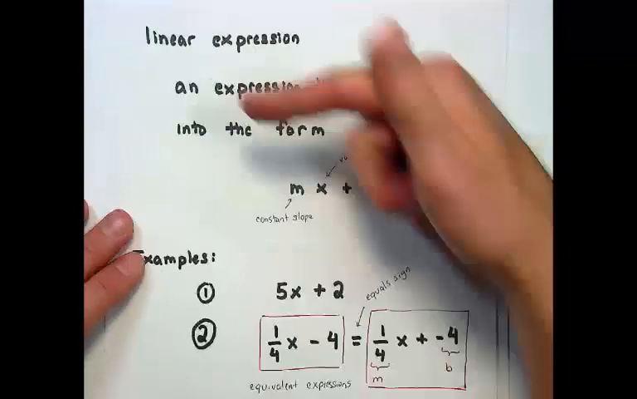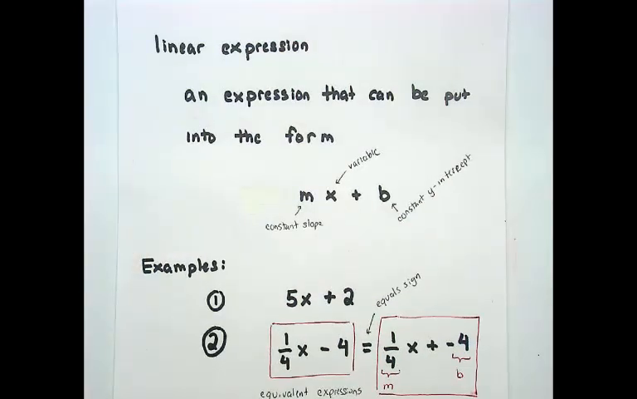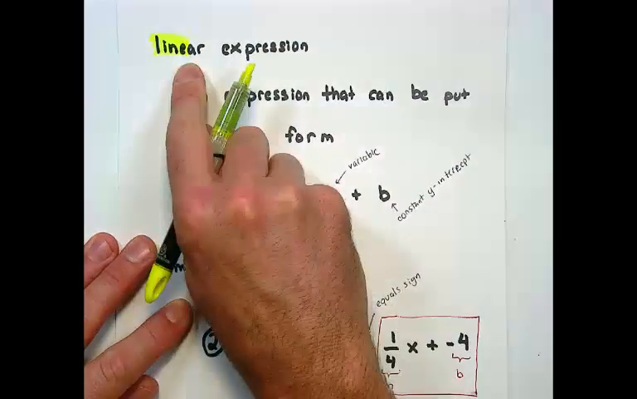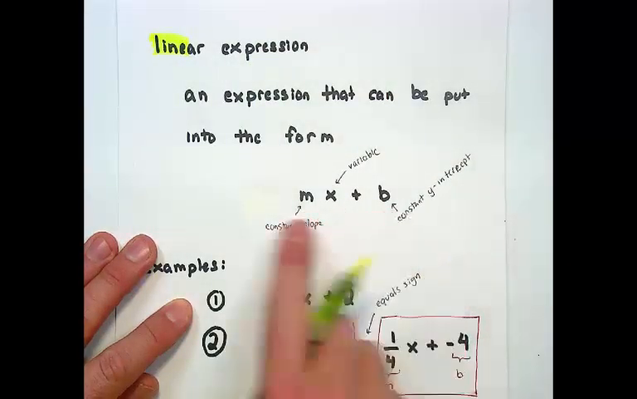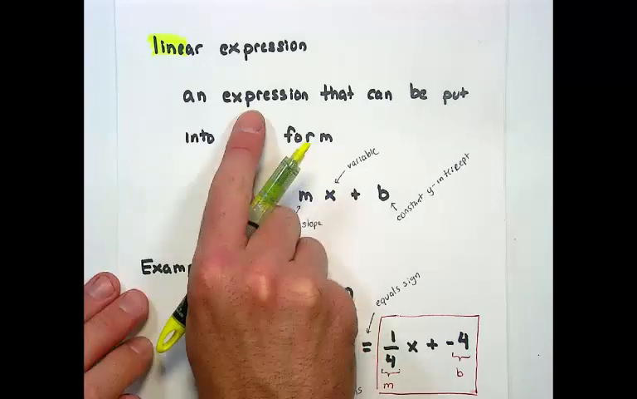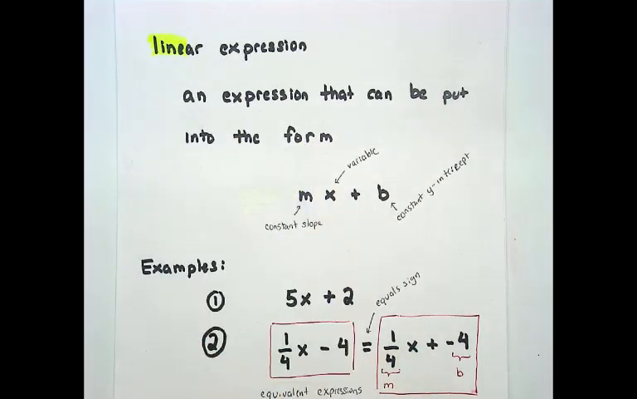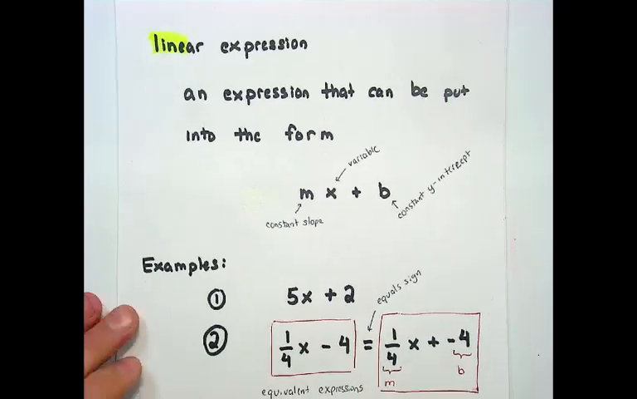Quick recap. Every linear expression, we will say, can be put into the form of a line. In other words, mx plus b. There's no equal sign because mathematical expressions do not include equal signs. Let's keep going.